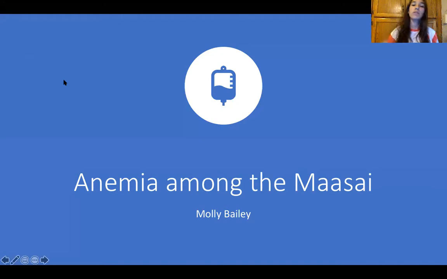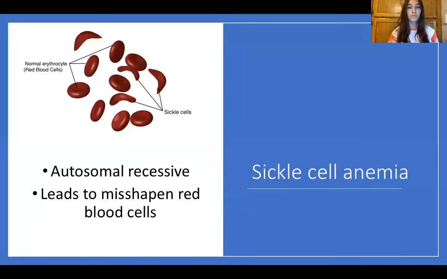Okay. My project was on anemia among the Maasai people, specifically sickle cell anemia. So a little background, sickle cell anemia leads to the formation of some misshapen red blood cells, as is seen in this graphic right here. That's what it looks like when it's misshapen. It looks like a little sickle.